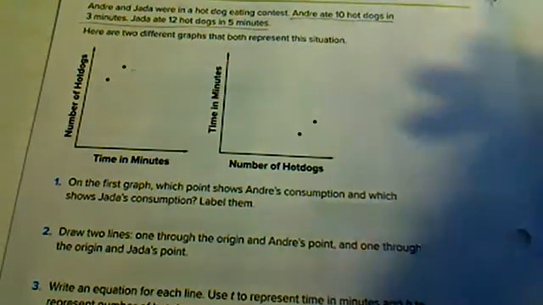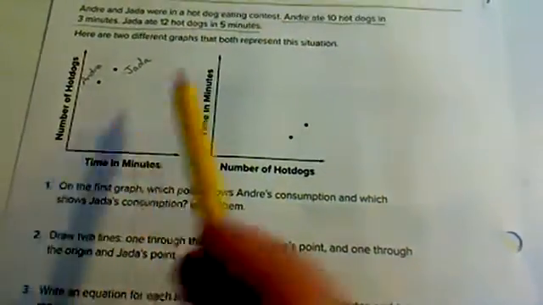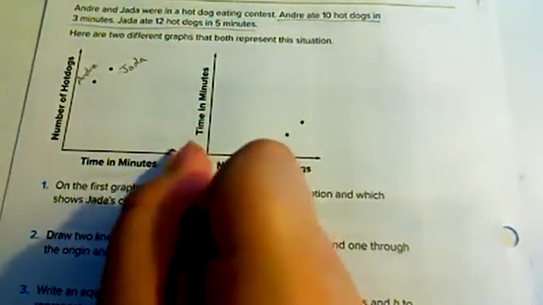Look back. So this top point would be Jada, and this one over here would be Andre. That's because on the bottom, we're looking at time in minutes. So going this way, it's how much time in minutes has passed. But going up is the amount of hot dogs.